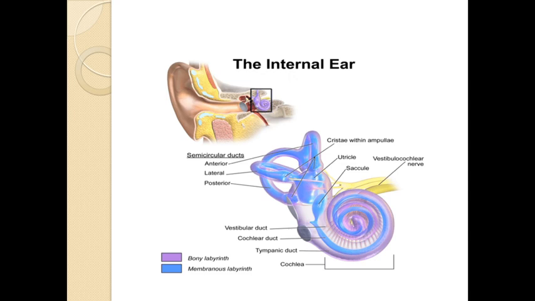The membranous labyrinth contains the endolymph, and there is a space between the membranous labyrinth and the bony labyrinth. That particular gap between the membranous labyrinth and the bony labyrinth is filled by another fluid called the perilymph.